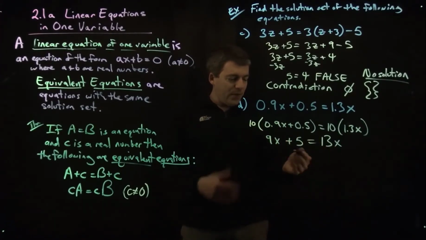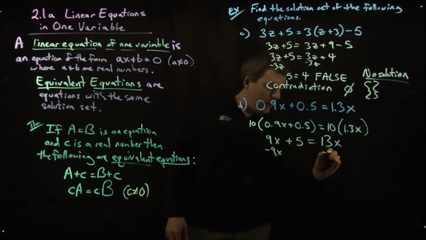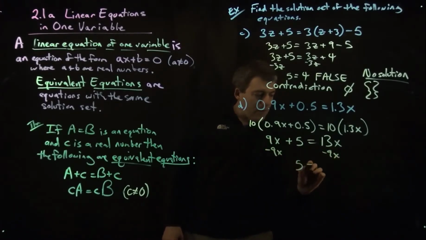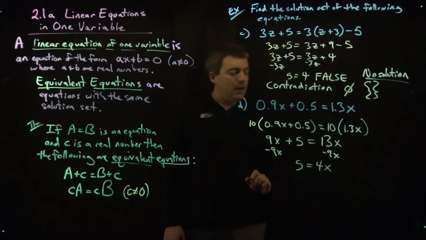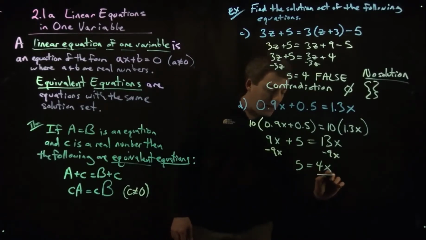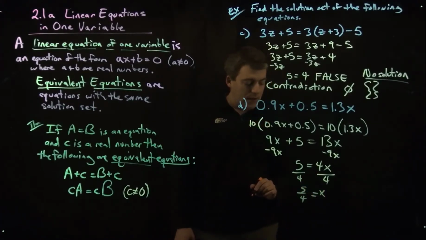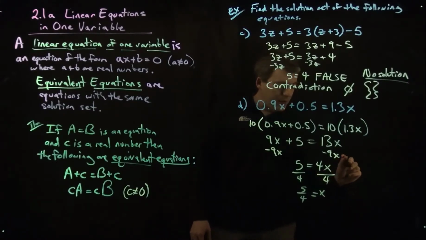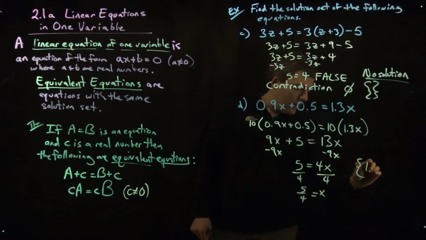All right, so let's solve this. Looks like all we need to do is subtract the 9x. That'll give us 5 equals 13 minus 9, which is 4x. And then we can divide by 4 to get x by itself. So we get x equals 5/4. All right, so the solution is x equals 5/4. The solution set would be 1 1/4.